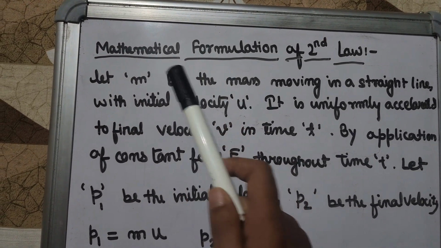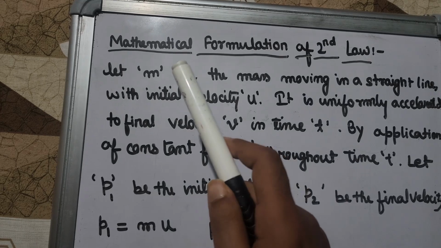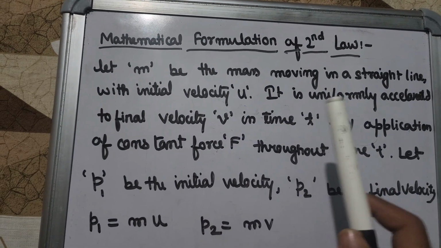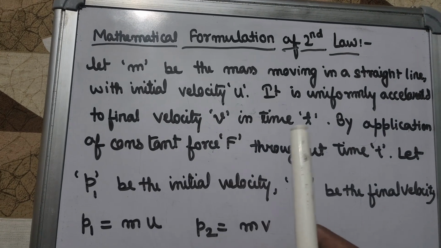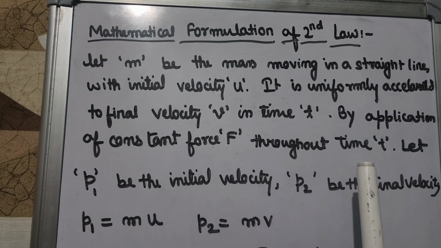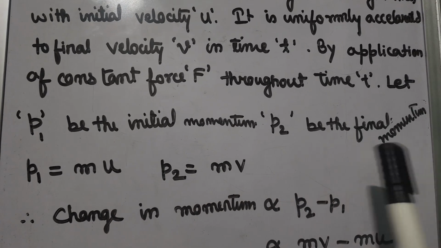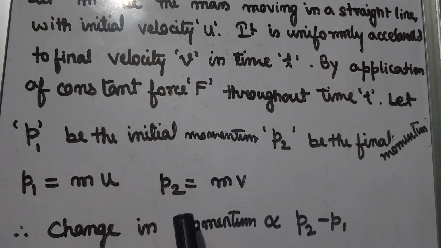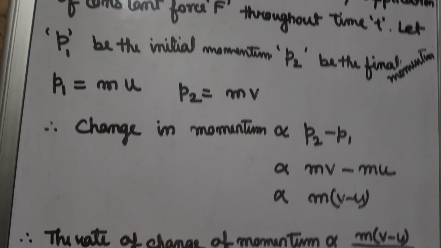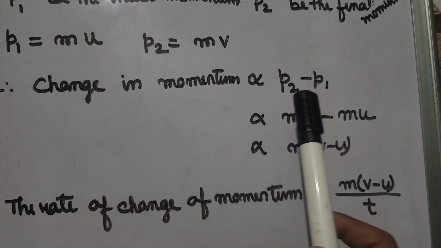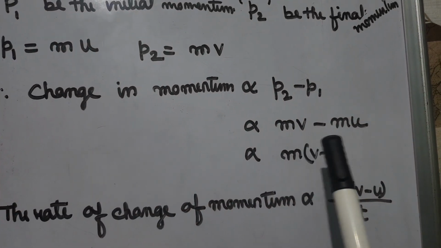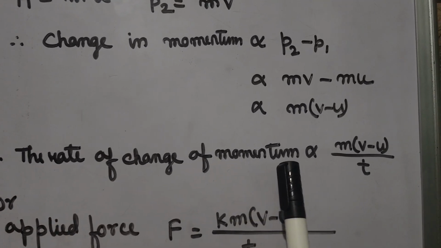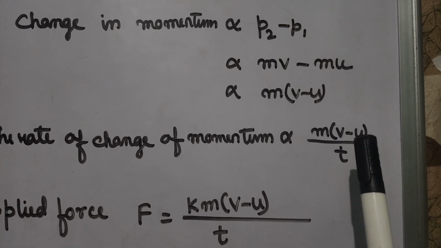Now we will mathematically derive the formula for the second law. For this, let m be the mass of an object moving in a straight line with initial velocity u. It is uniformly accelerated to final velocity v in time t by application of a constant force F. Let p1 be the initial momentum and p2 be the final momentum. Therefore, p1 is equal to mu, since u is the initial velocity, and p2 is equal to mv, since v is the final velocity. Therefore, the change in momentum is proportional to p2 minus p1, where we put the values mv minus mu, and taking m common, we get m(v minus u). Therefore, the rate of change of momentum is directly proportional to m(v minus u) by t.